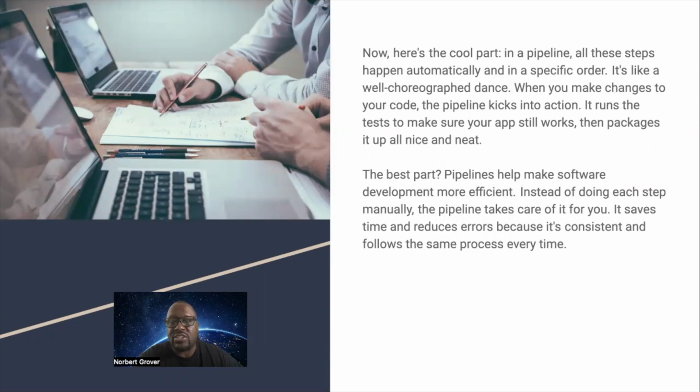When you make changes to your code, the pipeline kicks into action. It runs the tests to make sure your app still works, then packages it up nice and neat. Pipelines help make software development more efficient. Instead of doing each step manually, the pipeline takes care of it for you. It saves time and reduces errors because it's consistent and follows the same process every time.